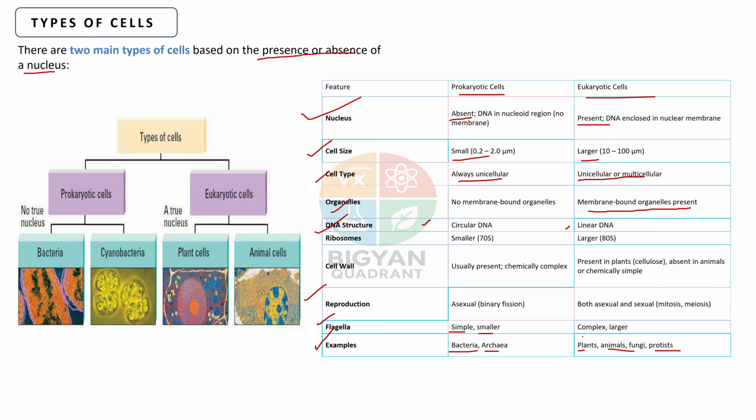Reproduction: the prokaryotic cell completes its reproduction through asexual binary fission, and the eukaryotic cell completes its reproduction through both asexual and sexual methods. In the case of the sexual, it depends on meiosis and mitosis.